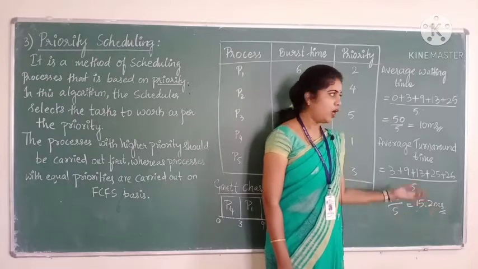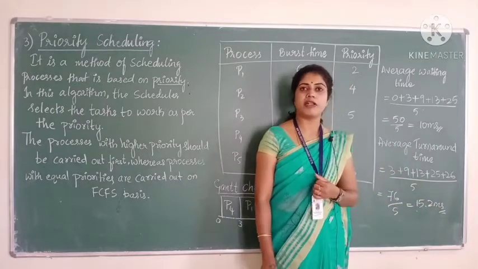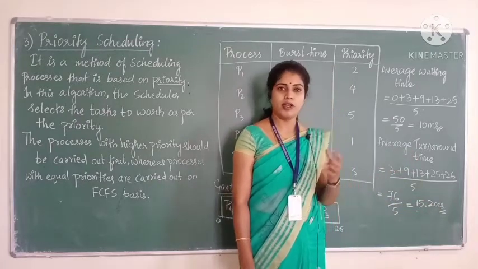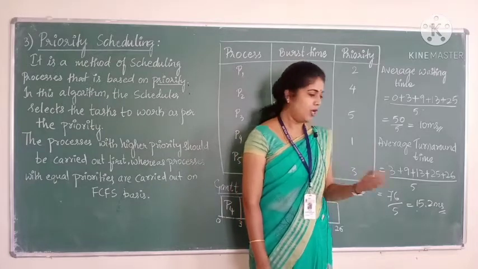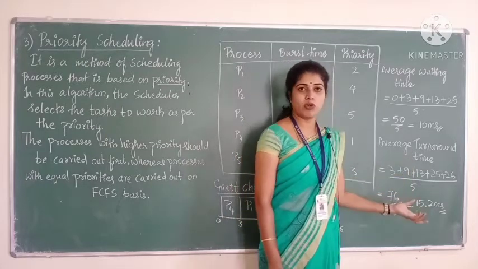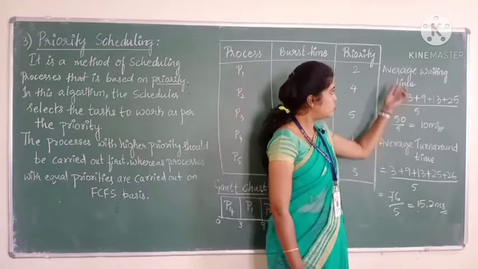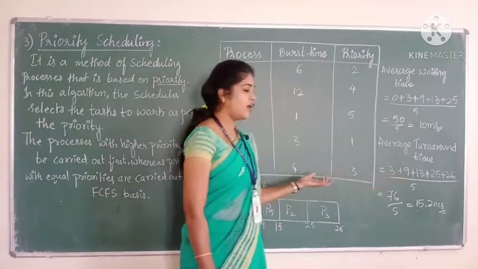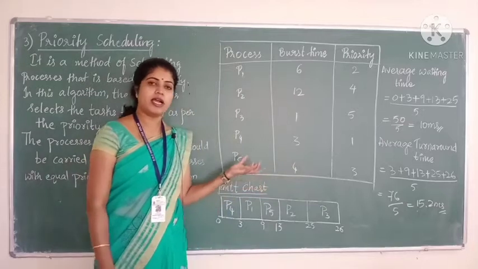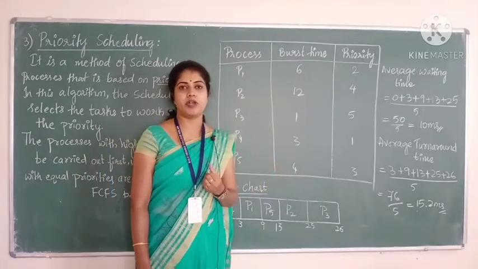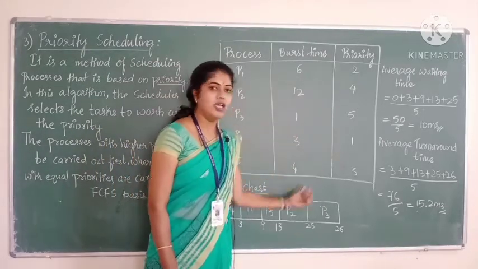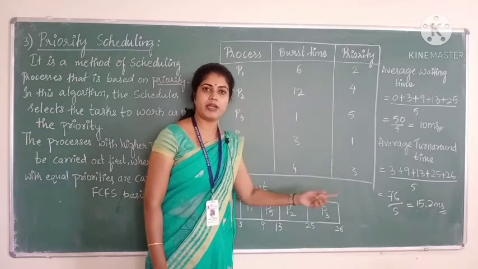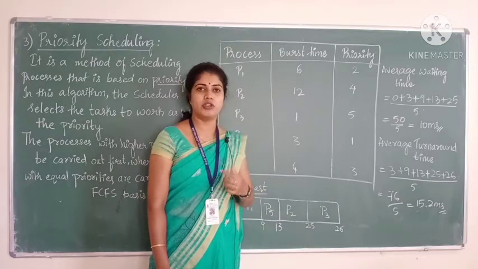And you also know how to calculate average response time. The formula for response time is first response minus arrival time, and the average response time you get will be the same as the average waiting time. So this is the way you calculate priority scheduling, and you have to remember a very important thing: based on priority only, the Gantt chart will be written and the processes will go for execution one after the other.